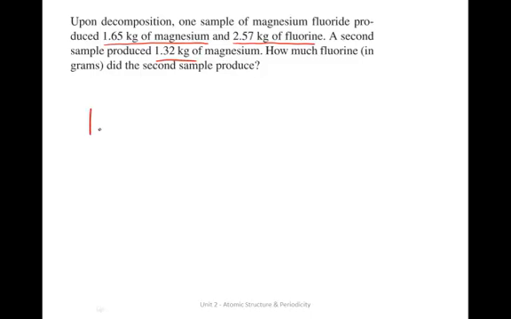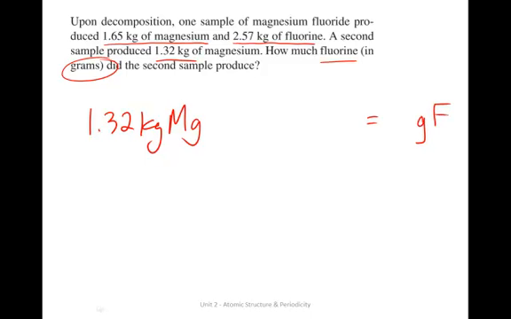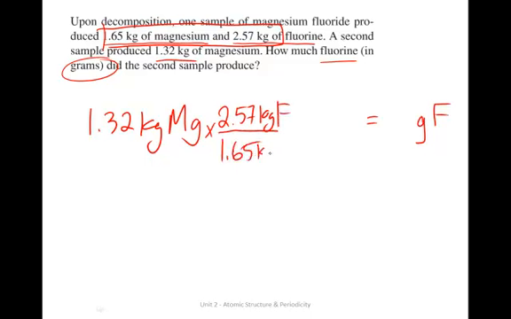Okay, so by starting off with 1.32 kilograms of magnesium, symbol Mg, we know we want to go to our final answer, mass of fluorine. This time we're going to want it in grams, so we can write grams of fluorine. All we're going to do is use this ratio, 1.65 to 2.57 kilograms, as our conversion factor, because we can rely on the law of definite proportions to tell us that regardless of what sample we have, that is going to hold true. Just like we've done before, we're going to set up a conversion factor so that our units of kilograms of magnesium cancel out. So we're going to put 2.57 kilograms of fluorine on top of 1.65 kilograms of magnesium.